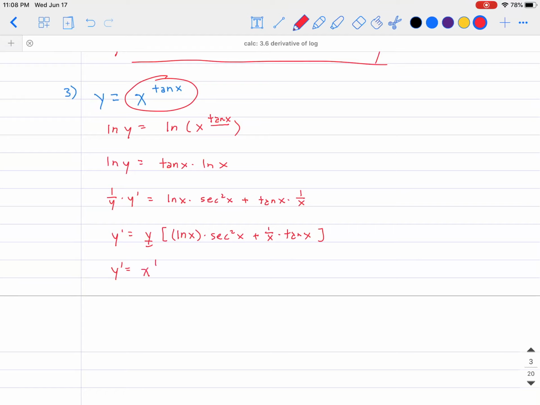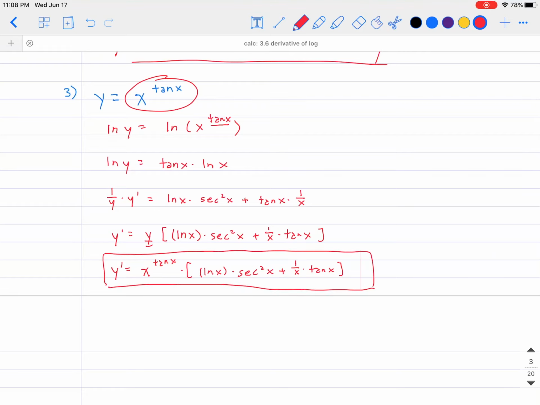Y prime is equal to x raised to the power of tangent of x multiplied by what we have right here, ln of x times the secant squared of x plus 1 over x multiplied by the tangent of x. And that right there is the part that's a little bit tricky, but hopefully you can understand where all this is coming from. You'll note that because this is still an exponential function in a sense, the derivative contains the original function, x raised to the power of tangent of x. But all that extra part is because of all the extra stuff that you have to do.